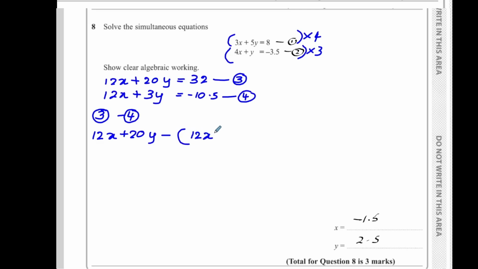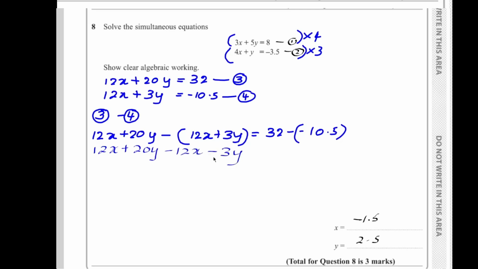12x plus 3y equals 32 minus 10.5. Minus 10.5. Now, just remove the brackets. So I have to write 12x plus 20y minus 12x minus 3y. Now, did you notice the difference?